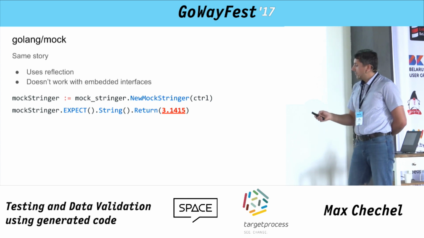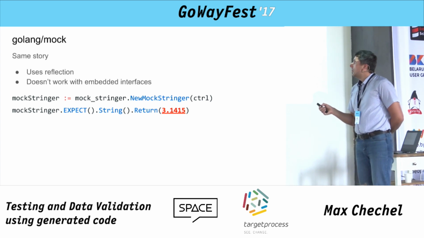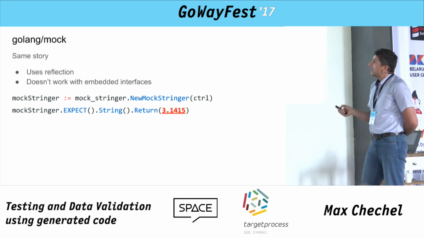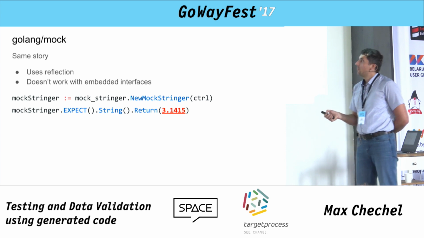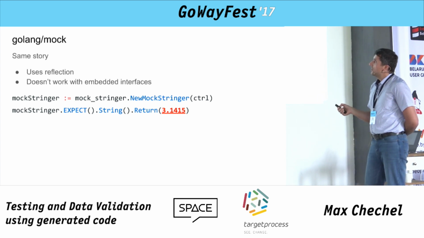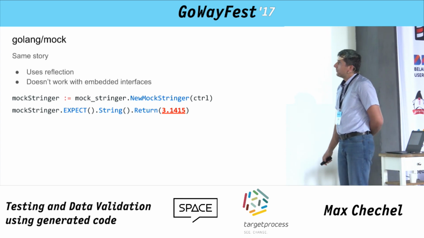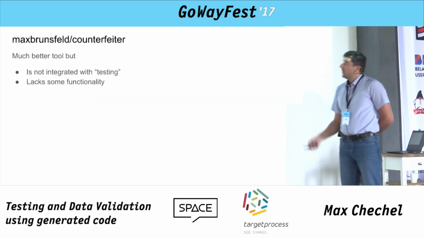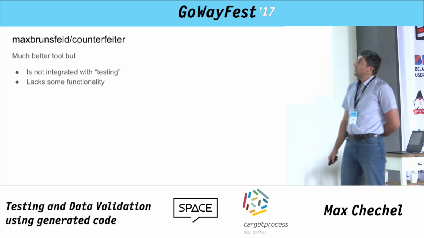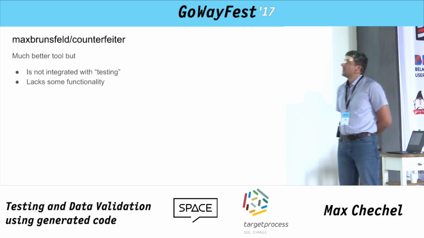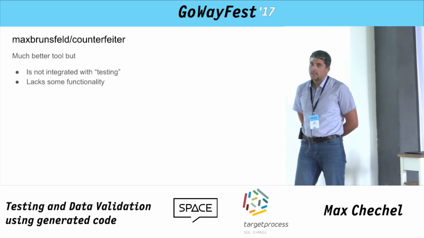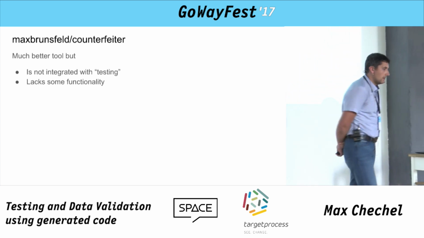And it also takes arguments as the empty interface type. So you actually can pass everything here. See, I'm mocking the String method, and as the return value, I can pass a number. And this is also a problem. There is another tool, Counterfeiter, and it's a much better tool because it doesn't rely on reflection, but it's not integrated with the standard testing package, and it lacks some functionality.